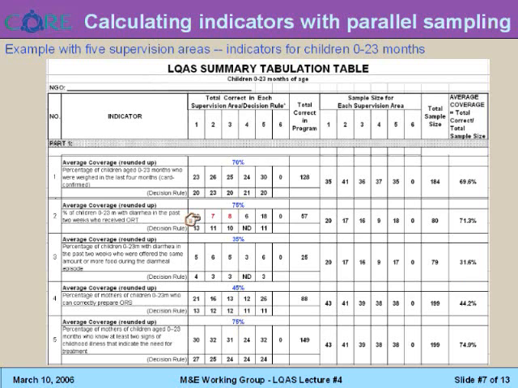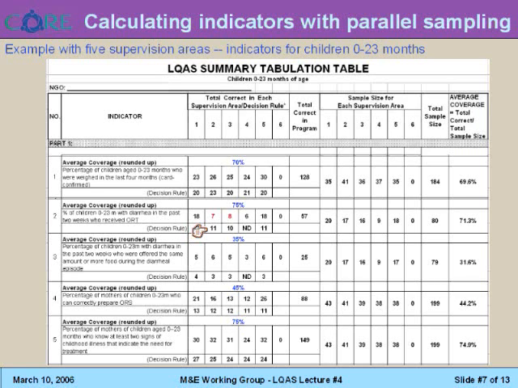attention by indicator. For instance, indicator number 2 that assesses the percentage of children aged 0 to 23 months with diarrhea in the past 2 weeks who have received oral rehydration therapy. We can immediately tell that supervision areas 2 and 3 fall below the decision rule. Through these summary tables, we can flag which supervision areas require more attention than others.